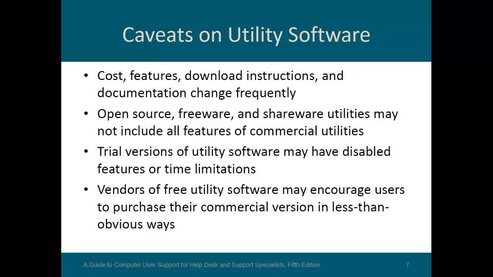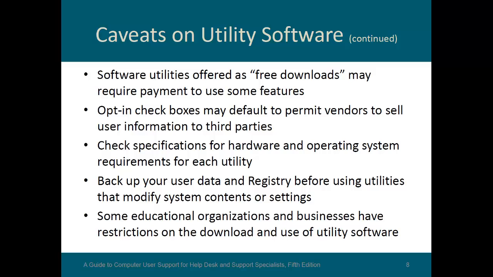Open source, freeware, and shareware utilities may not include all the features of commercial utilities. Sometimes you'll get a free version of what the commercial one provides, but without all the features. Trial versions of utility software may have disabled features or time limitations. And vendors of free utility software may encourage users to purchase their commercial version in less than obvious ways. Software utilities offered as free downloads may require payment to use some features.